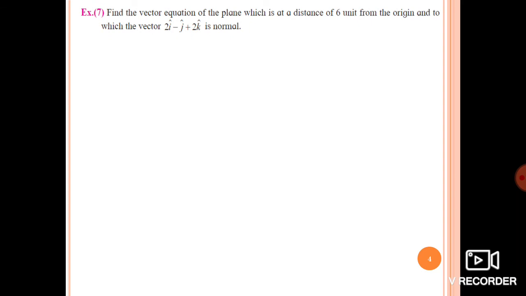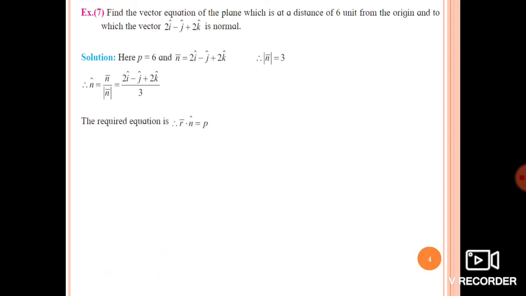Next problem, find the vector equation of the plane which is at a distance of 6 units from the origin and to which the vector 2i - j + 2k is normal. Here p equal to 6, n equal to 2i - j + 2k. Therefore mod of n bar equal to 3. Now finding the unit vector n cap equal to n bar over mod of n bar, it will be (2i - j + 2k)/3.